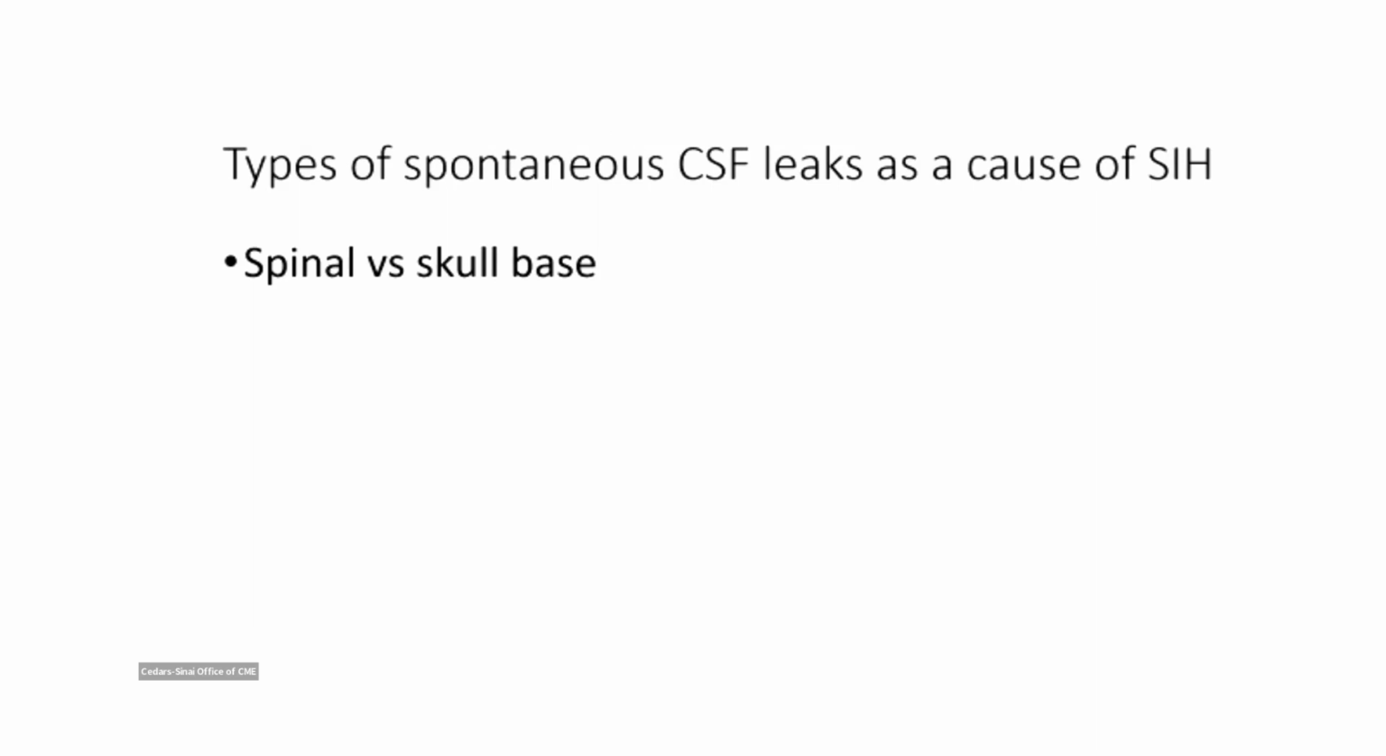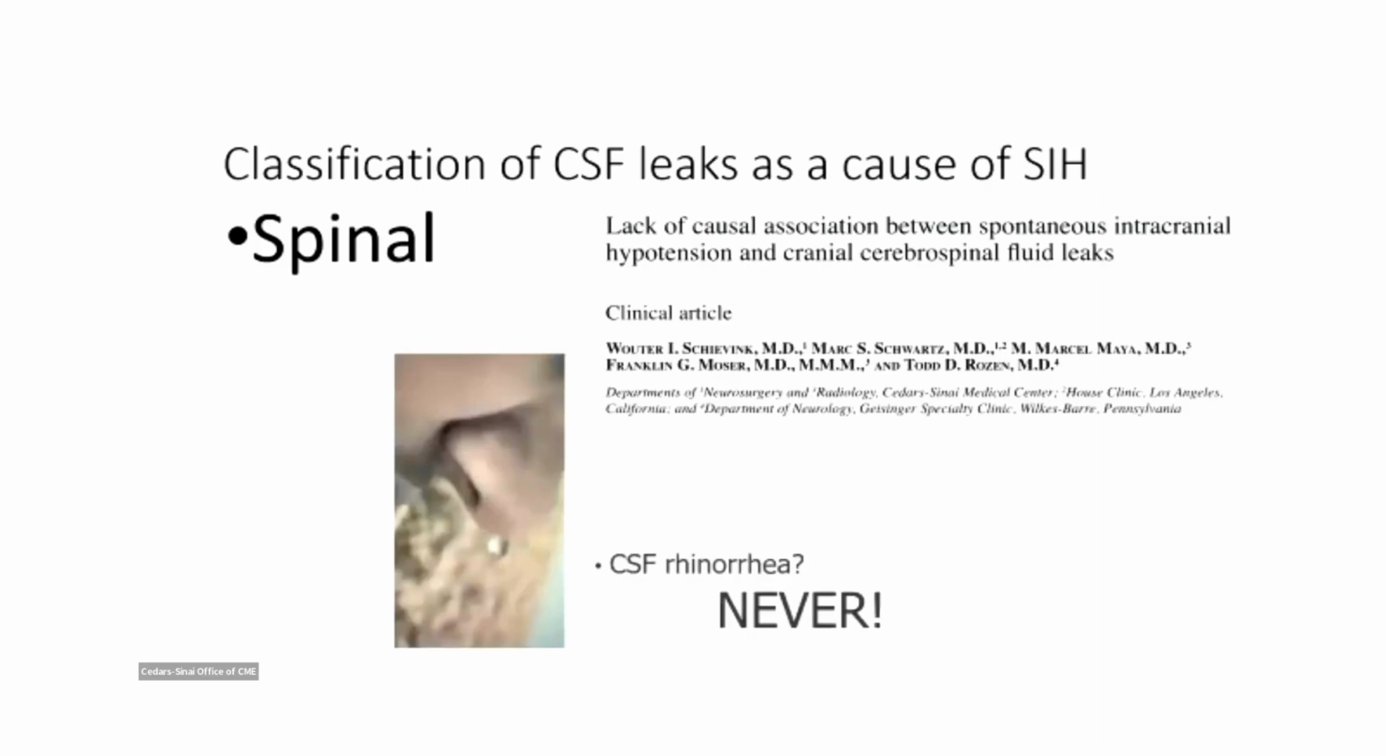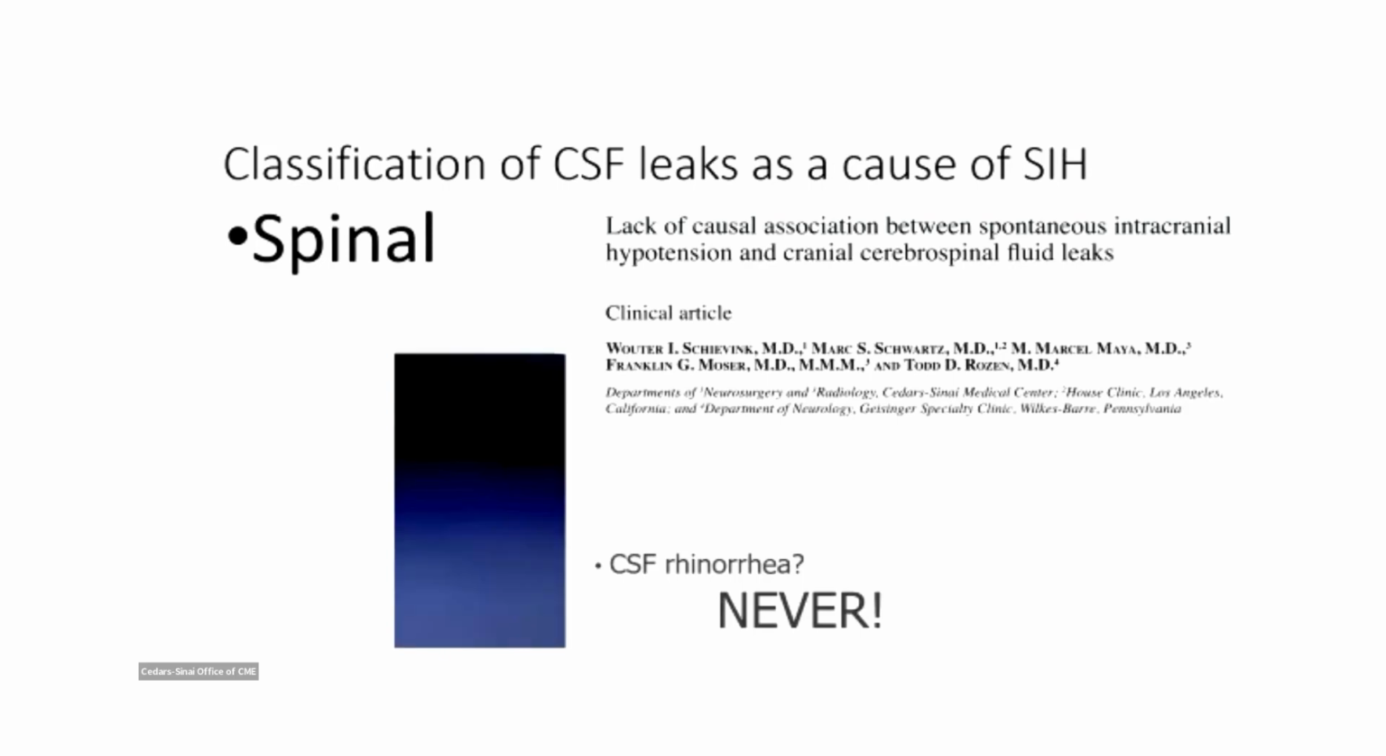And then, of course, is it a leak in the spine, or is it a CSF rhinorrhea type of leak? I can see Dr. Hepworth getting excited here. We all know what that looks like. This is CSF rhinorrhea. Does that ever cause SIH? I've never really seen a well-documented case where you see brain sagging and meningeal enhancement caused by CSF rhinorrhea or any other kind of skull-based CSF leak.